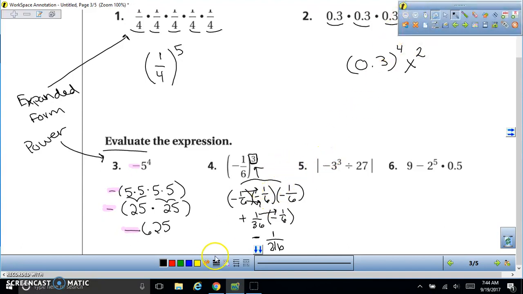All right, 5. Let me change my color. Let's expand the problem out. Absolute value. Remember, absolute value is the distance between the number and zero. And you can never have a negative distance, okay? So this says no parentheses, so negative 3 times 3 times 3 divided by 27.